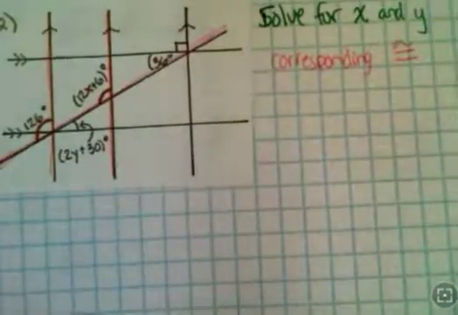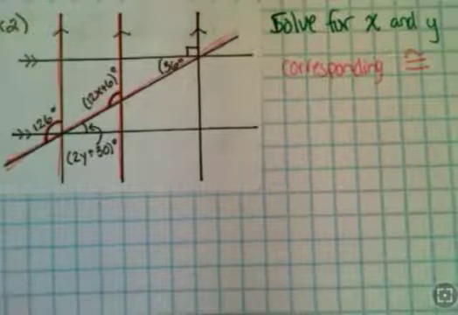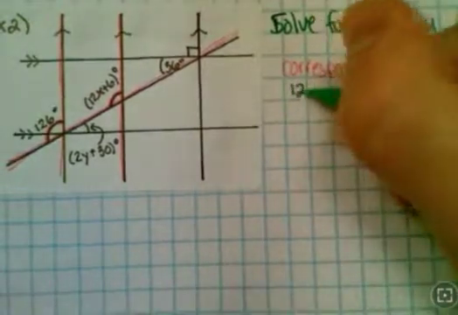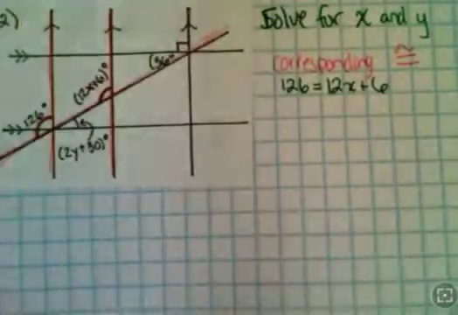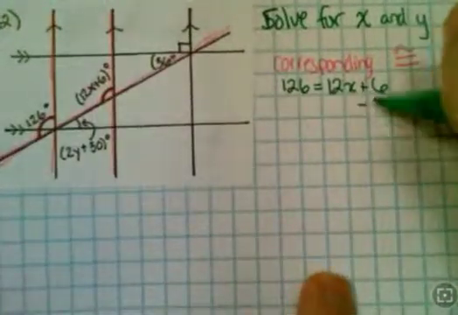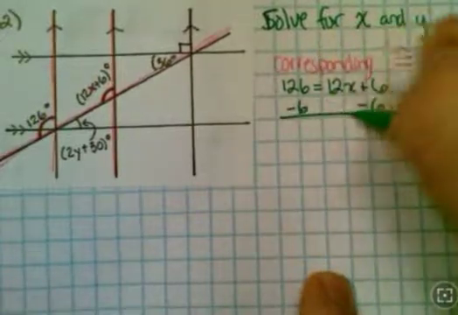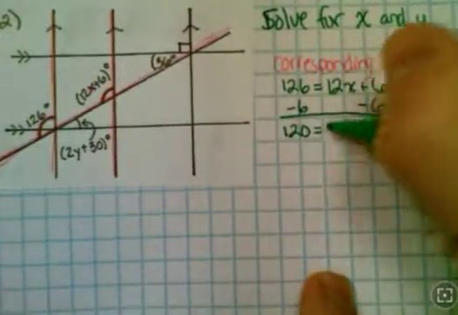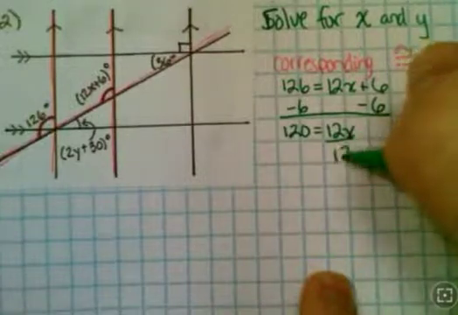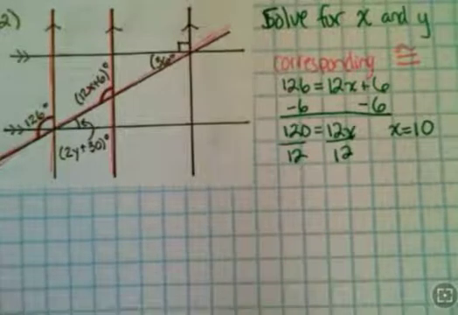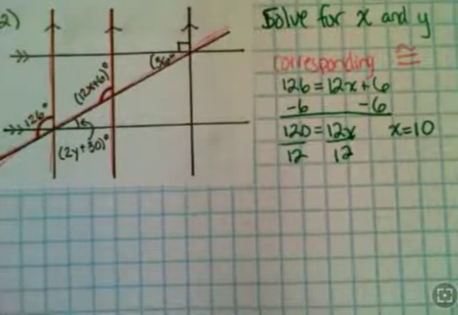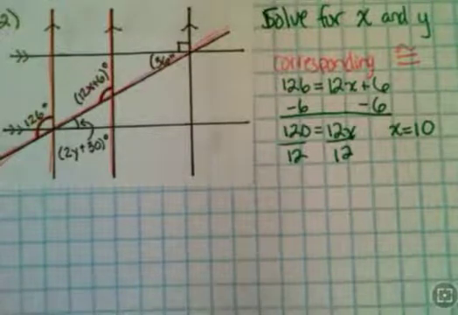Top left, top left. Corresponding angles are congruent, and that means we can set them equal. So 126 equals 12x plus 6. Go ahead and solve. So hopefully you got x equals 10.